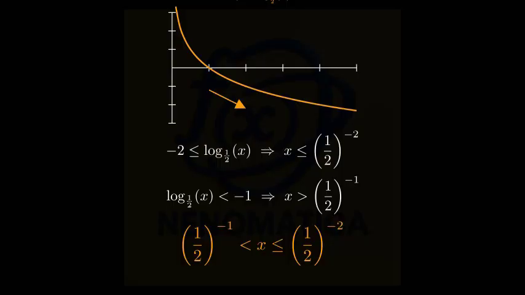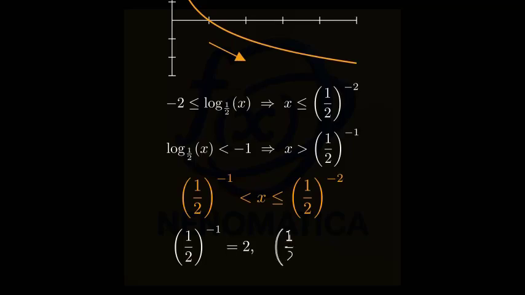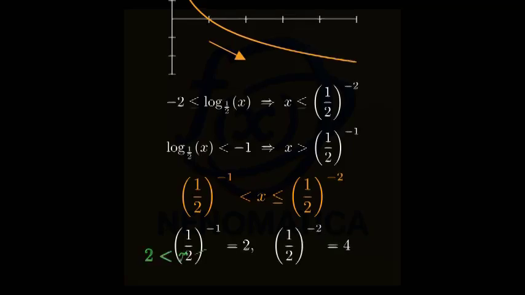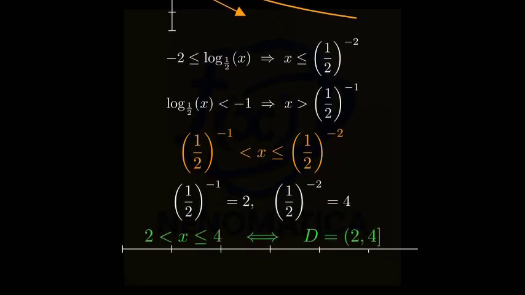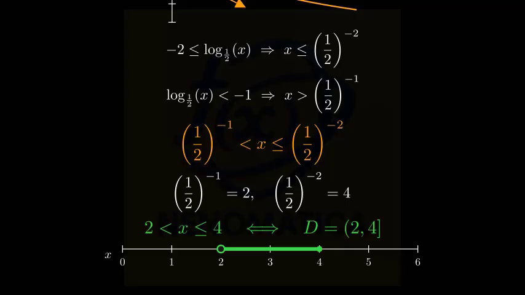Step 4. Compute the bounds. 1/2 to the -1 equals 2, and 1/2 to the -2 equals 4. Therefore, 2 is less than x, and x is less than or equal to 4. That is, x belongs to the interval open 2, closed 4. Let's display that solution on an x number line as well.